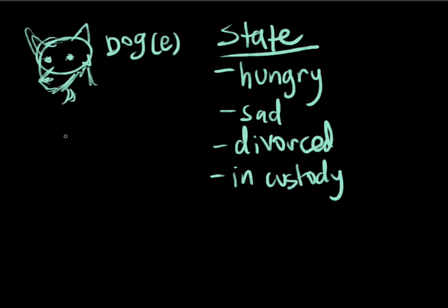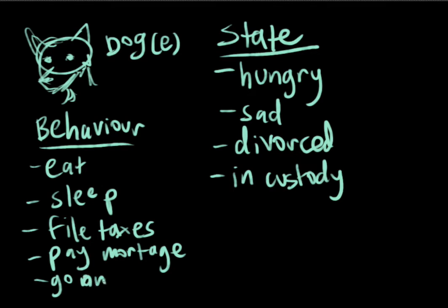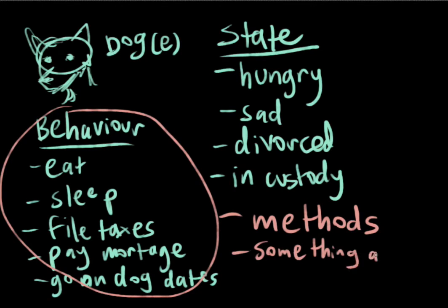And there's also dog behavior. And some dog behaviors are things that a dog can do. Okay, so dogs can eat, sleep, file taxes, pay mortgage, go on dog dates. Yeah, normal dog stuff you would see normal dogs doing on the street. These behaviors, we call them methods in object-oriented programming, such as Java or C++. A method is just something that a dog does.